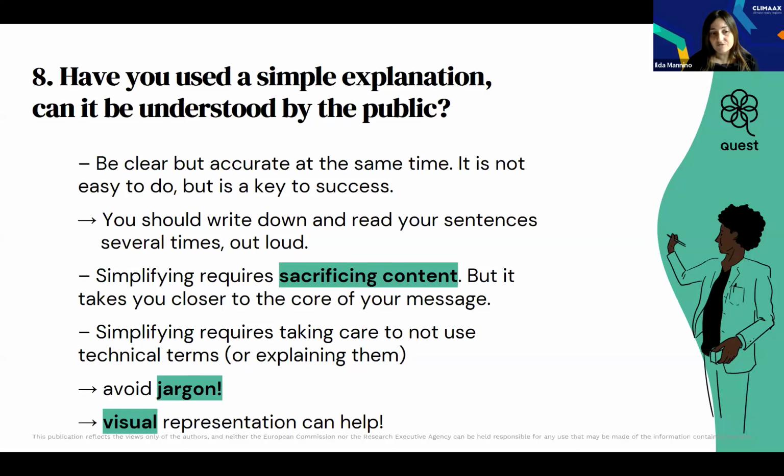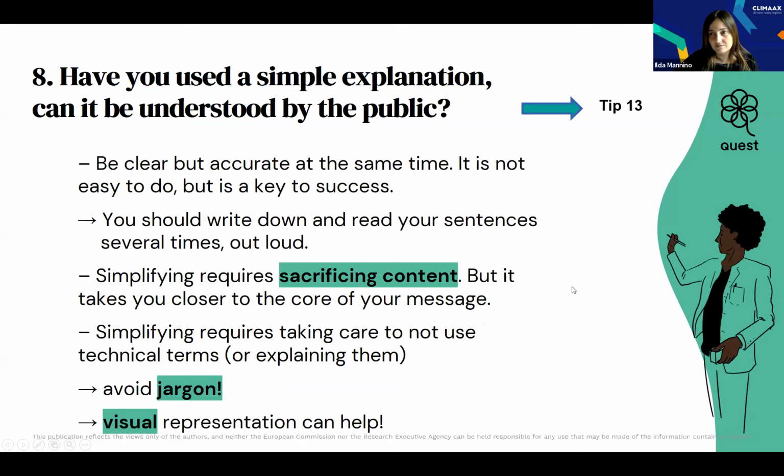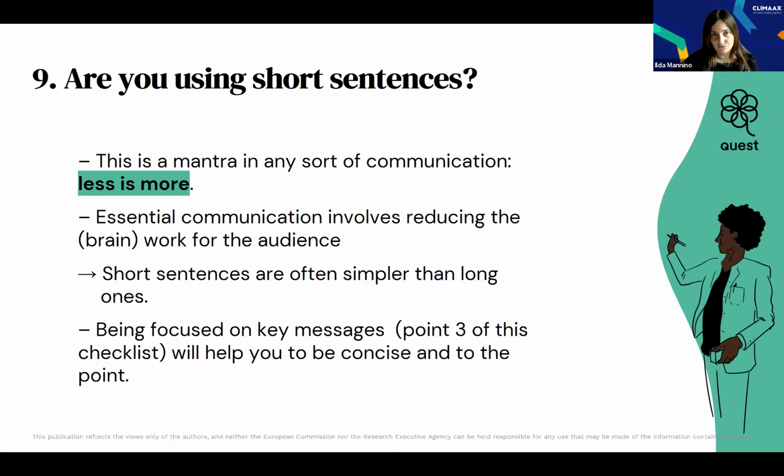In many cases, visual representation can help. But also in this case, you have to be sure that it's really understandable. To check if it's really understandable, I will jump to tip 13: practice your communication with non-experts. Rehearse, first of all, if it's a public talk, but even if it's something written, try to ask some non-experts to read or listen to you to be sure that you are clear in your presentation. As I always say, this can be a test for your partners or your family to see how much they love you, to spend time on this. But it's really important to double check that you can be understood.